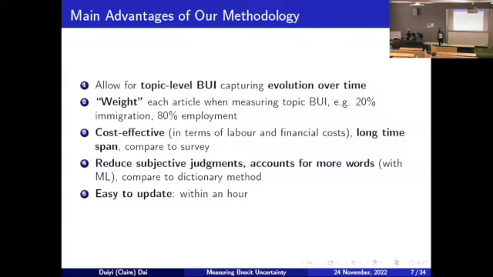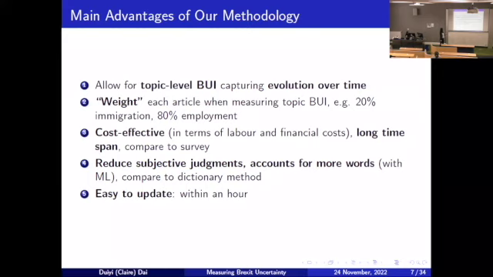So the main advantages of our methodology with the machine learning techniques are 5 points. The first one, it allows for topic-level BUI, capturing evolution over time. And second, it can weight each article when measuring topic BUI. So here we have the main idea. The idea is that each article can include multiple topics, right? They can have 20% about immigration, 80% about employment, right? So with these machine learning techniques, we can detect this weight. We can extract this share.